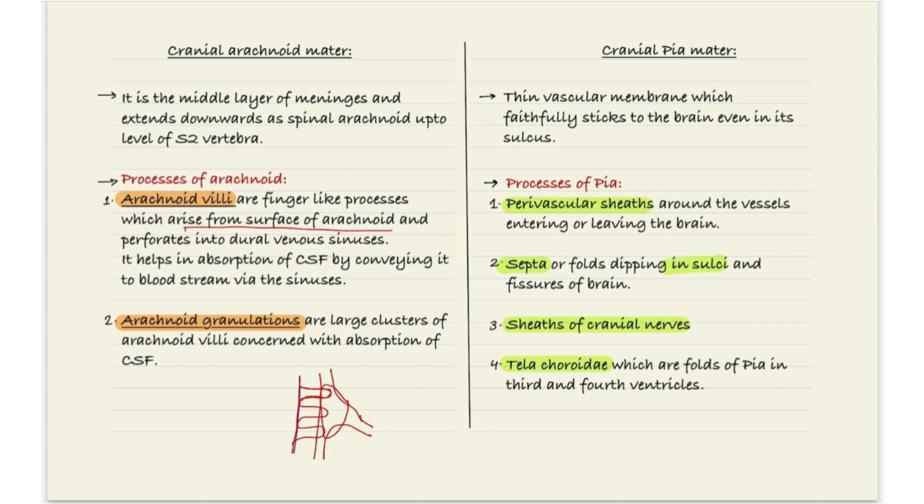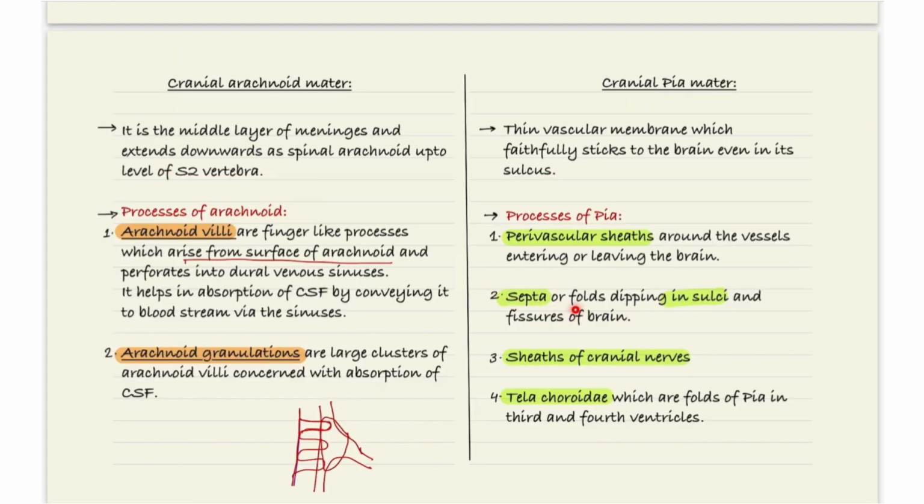Now the cranial pia mater. Thin vascular membrane which faithfully sticks to the brain even in its sulci. So when you see the brain, there are many sulci and the gyri. So the cranial pia mater sticks to the brain even in those sulci. Then the processes of pia mater. Perivascular sheaths around the vessels entering or leaving the brain. So all the vessels which enter or leave the brain have a sheath of pia mater around them.